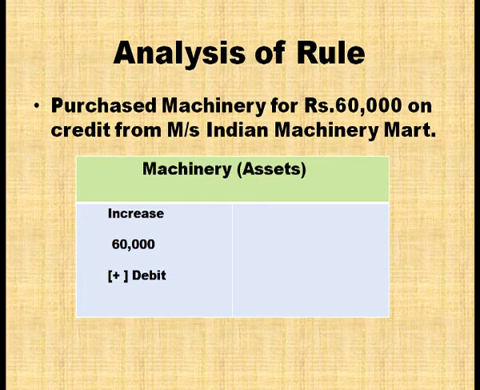And in this transaction, machinery account is debited. Rule for asset, increase in asset, debited. So, machinery account debited and Messrs. Indian Machinery Mart credited with the amount that is given in the transaction.